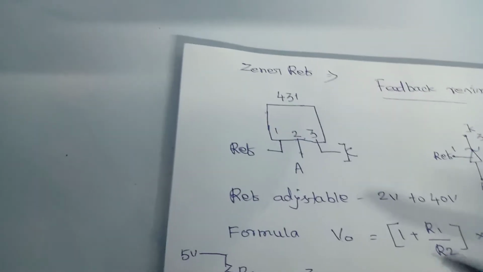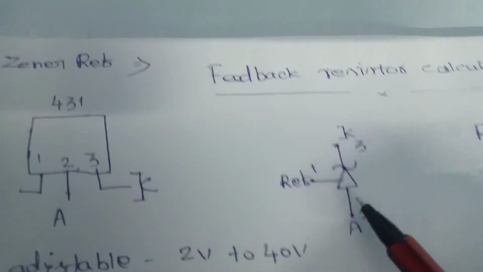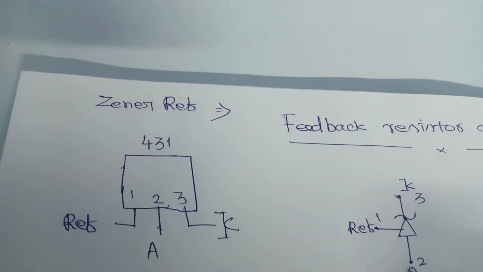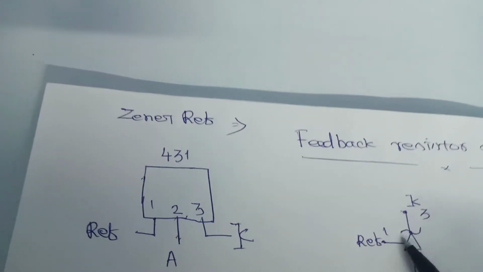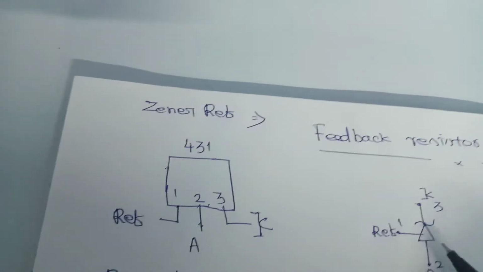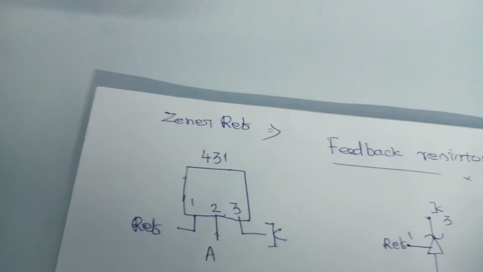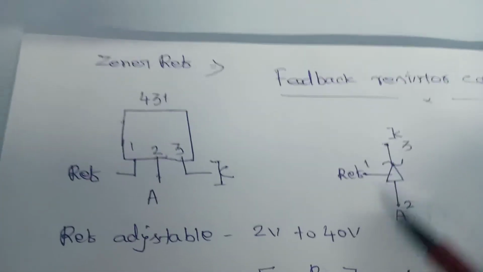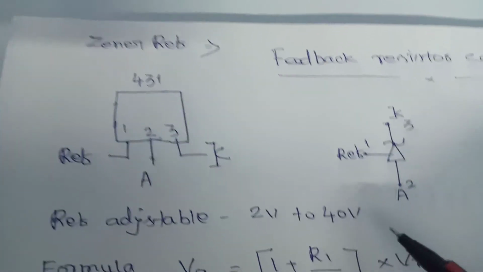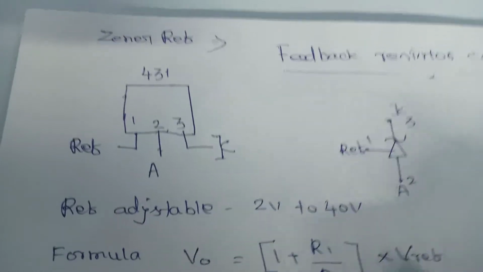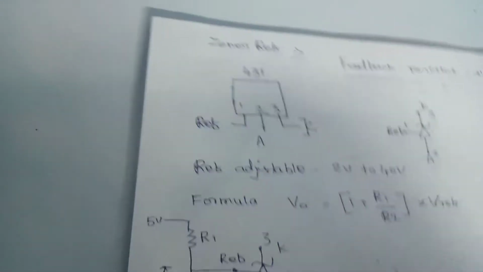Coming to a typical diagram, this is reference 1, anode 2, and cathode 3. The symbol is like that. It is in the diode family. It is used for reference purposes, and in this SMPS circuit it is used in the feedback line. How we choose this calculation, we can discuss here.